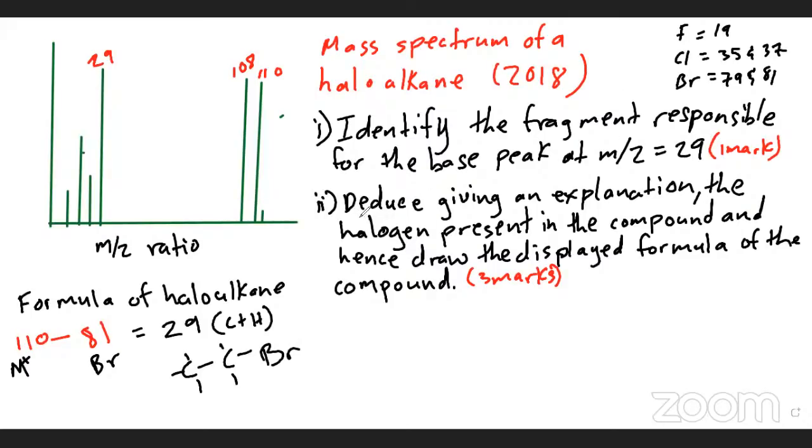Now, part two said, deduce, giving an explanation, the halogen present in the compound, and hence draw the displayed formula of the compound. If you had answered it, how did you arrive at your answer? If you want to share, how did you know it was bromoethane?